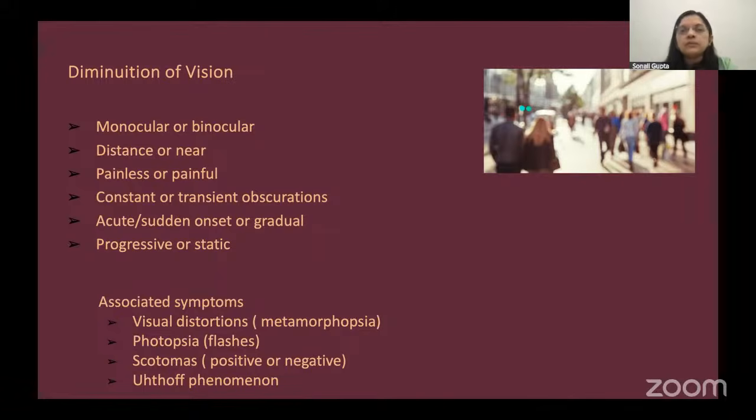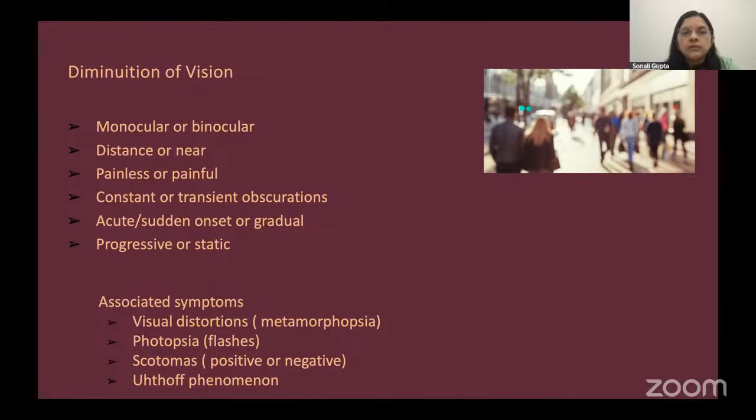Sometimes patients with papilledema can just present with transient visual obscurations. So we do need to ask them whether the vision stays the same all the time, or whether they notice some episodes of blurring while bending forward or coughing, which comes back to a normal level. Was it acute or was it a gradual onset? Has it been progressing or static?